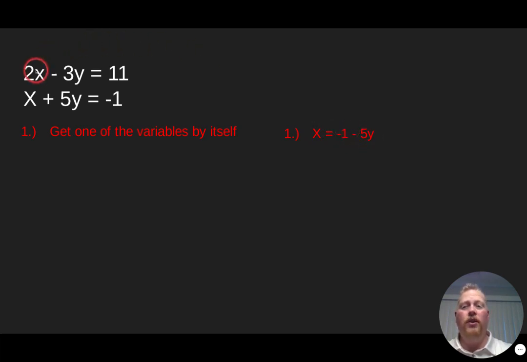So usually one of the variables won't have a coefficient, and that's the variable that you want to get by itself. It doesn't matter which variable. I could have used the top x, the top y, the bottom x, the bottom y. But because that bottom x did not have a coefficient, that's the variable I got by itself.